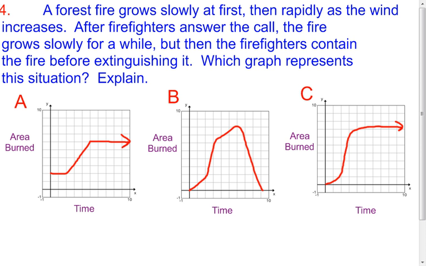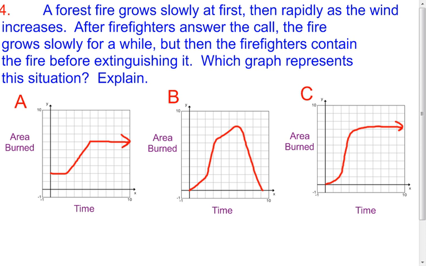Okay. So you have to pay attention to what's on the x-axis and what's on the y-axis. Of course, we're talking about time. The y-axis, though, is the area that has been burned. Okay, so think about this. You have a forest fire. It is growing slowly at first. So what should happen is the area that is burned, because this forest fire is growing, should be at first slowly increasing. Okay, the area that's burned should be slowly increasing because the fire burns slowly.